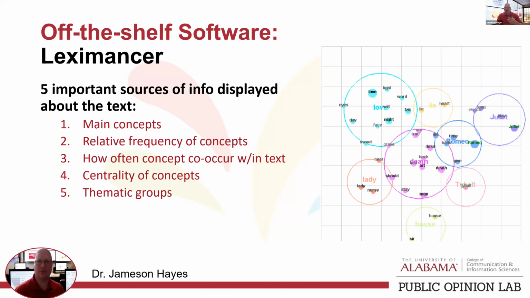So for example, this is an example of Romeo and Juliet being run through Leximancer. The 5 important things it gives us are the main concepts, the relative frequency of those concepts, how often they co-occur within the text, the centrality of those concepts to the conversation, and then finally thematic groups. So you look to the right of your screen here and you'll see all these concepts inside each of the circles, with the main concepts at the center of the circles, and then you have those concepts derived into themes and how they relate, like love and death, and how love and death relate to Romeo and Juliet, etc.